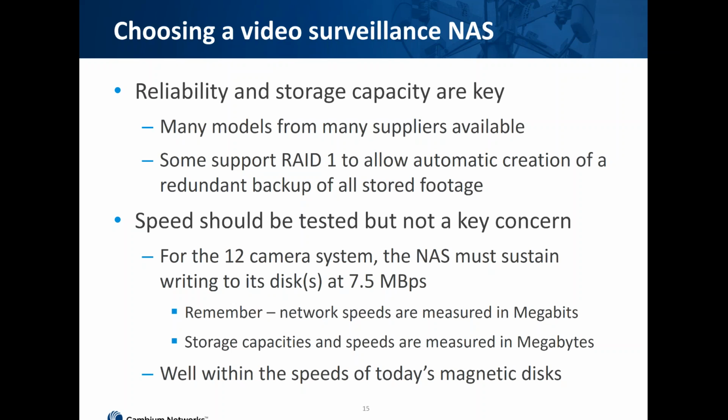But really today, for a 12 camera system, a NAS only has to sustain a disk write of 7.5 megabytes per second. I put this here also as a reminder to myself, and to anyone else whose brain blanks now and then, that network speeds are still measured in megabits, while storage capacities and speeds are in megabytes. So you just take your megabits figure and divide it by 8 to get the megabytes. This is well within the speed of today's magnetic disks.